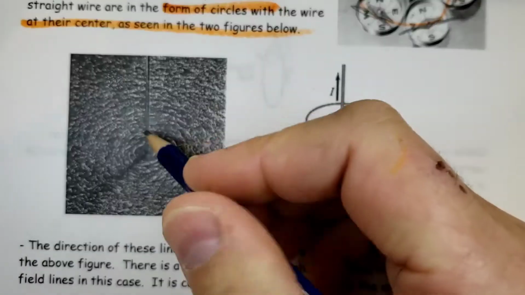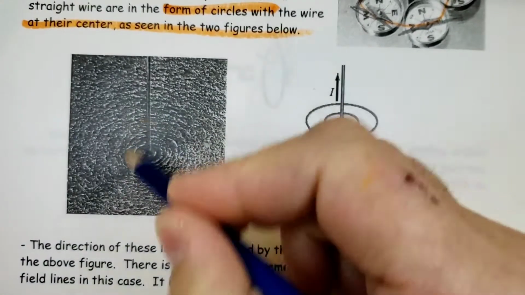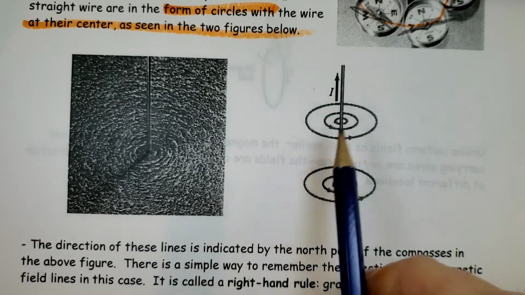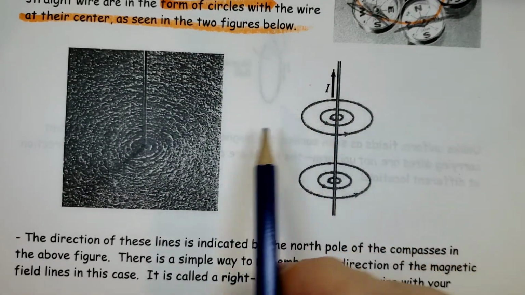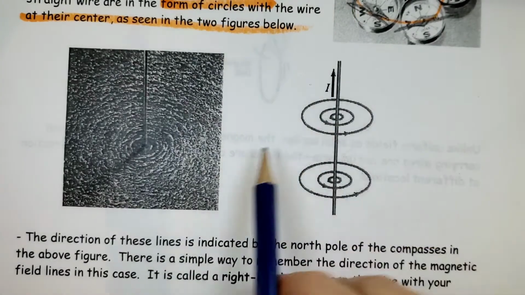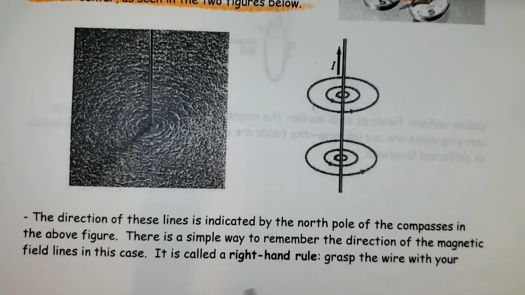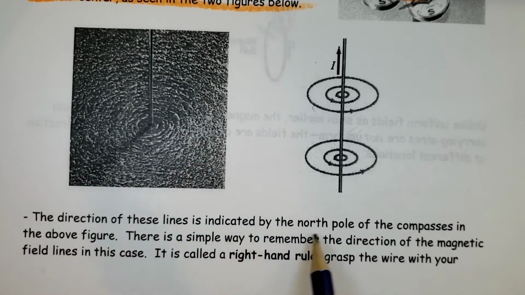So if you were to sprinkle iron filings around, we would see circles around there because they're lining up. They're becoming mini compasses themselves. If you look at this piece of wire here, you can see that if it's going up, you have these kind of three-dimensional circles coming out of the page, going into the page. The direction of these lines is indicated by the north pole of the compass in the above figure.